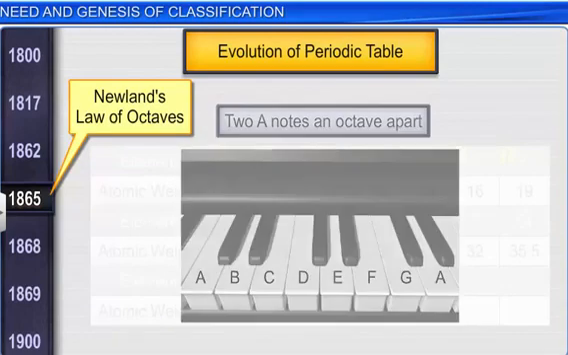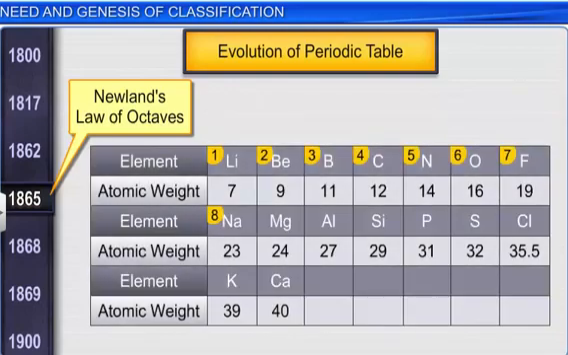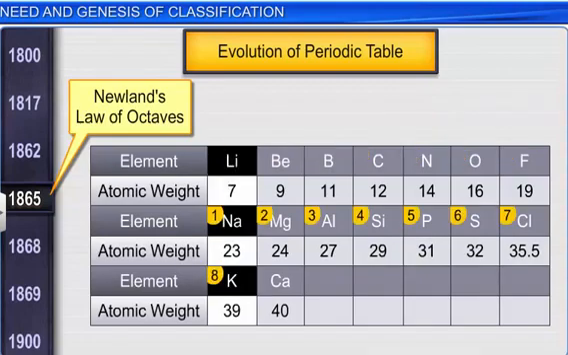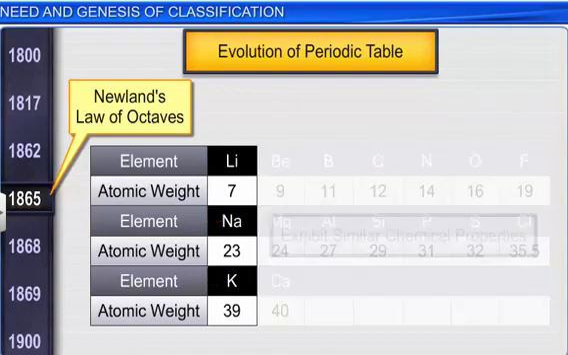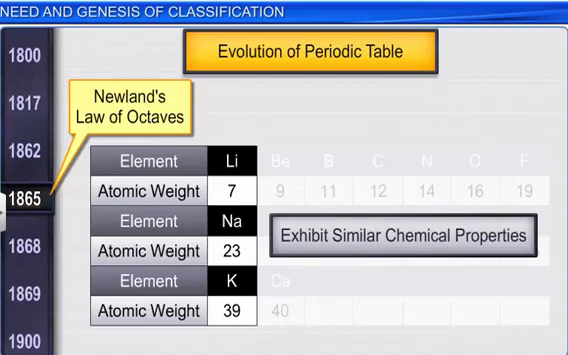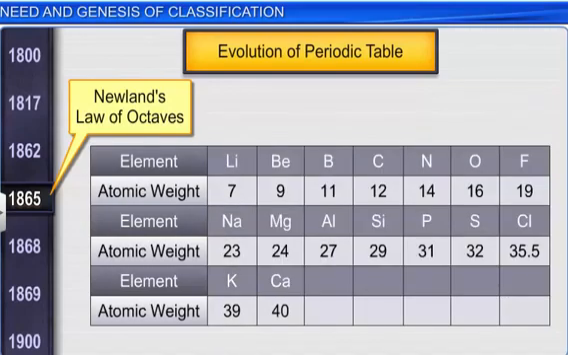For example, in Newland's periodic table, the 8th element after lithium is sodium, and the 8th element from sodium is potassium. All these elements are similar in their chemical properties. However, Newland's law of octaves was not found to be true for new elements found after calcium.